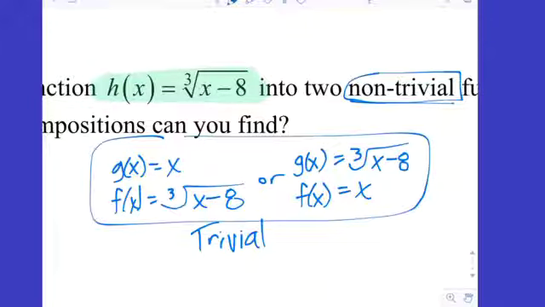They're too easy, okay? What makes them trivial is anytime you have one of your inside functions being just plain old x, that's trivial. Because then the other one is just a plain old original thing. So don't give me trivial ones. You can give me obvious ones, but don't give me trivial ones.